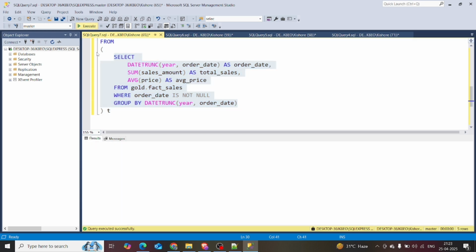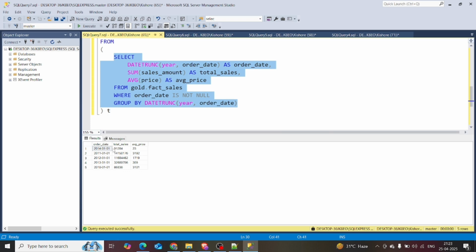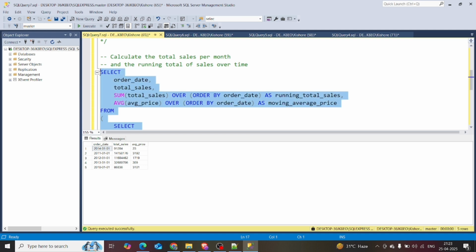So when I try to execute this, the order date is grouped, along with total sales and average price. When I execute the whole query, these are the running totals and averages. The first value is here, and we are summing the first value and the second value, and the answer is that value and the moving average of this value. So that's it for this session.